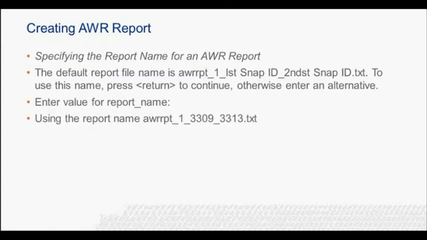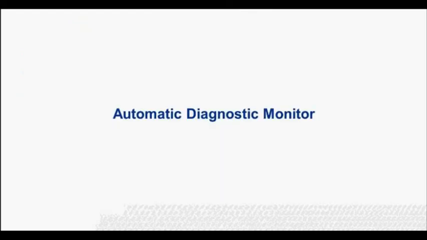Next, accept the default report name or enter a report name. The default name is accepted in the following example. Enter value for report name using the report name AWR_RPT_1_3309_3313.txt. The workload repository report is generated.